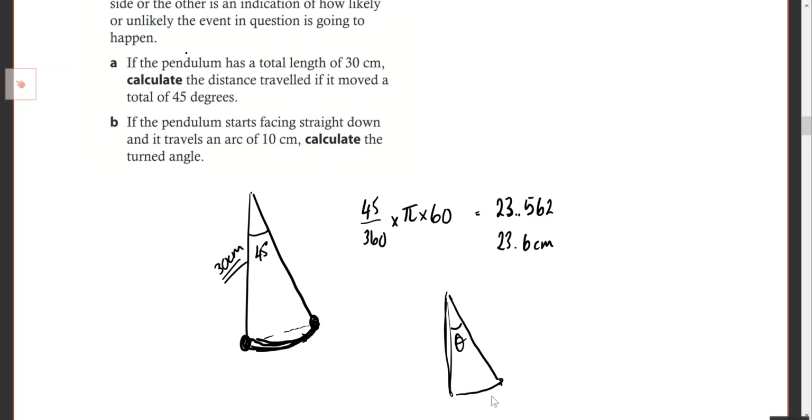The angle is now the unknown, but we know the arc length is 10 centimeters.